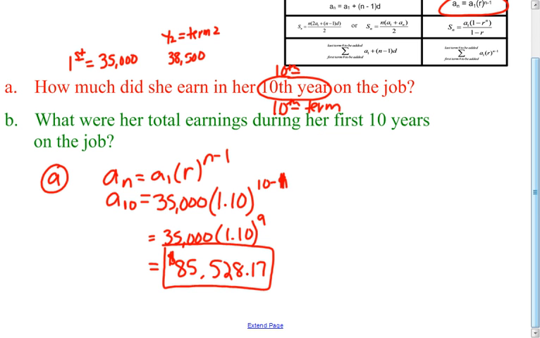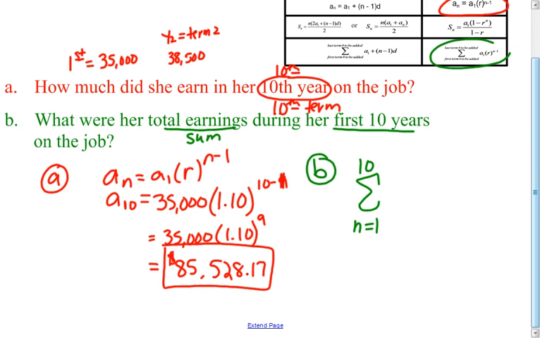Then in part B, I'm asking you to figure out what were her total earnings during her first 10 years. So total earnings would tell me that you want me to sum up. So, during her first 10 years, I want you to sum the first 10 terms. Okay? So to do that, you can do that a couple of different ways. Again, this is a geometric sequence. So we could do it with sigma if we wanted. Sum up our first 10 terms. So I'm going from the first term to the 10th term.